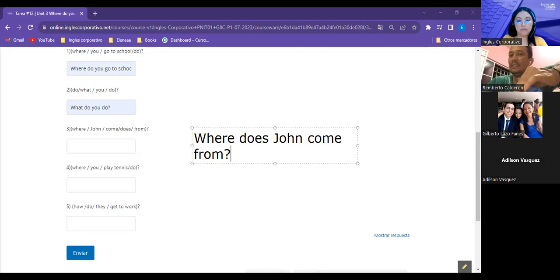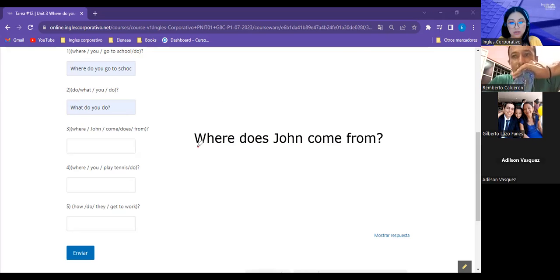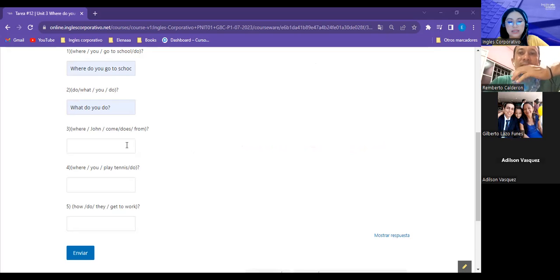No, recuerden que hay un orden específico para elaborar la pregunta. Tenemos a WH word seguido de auxiliary verb, do or does, subject, el nombre. Verb. Este es un complemento, from. Tenemos que seguir todo eso. That's all right. Where does John come from? ¿Qué estamos preguntando acá? ¿De dónde viene? ¿Y qué podríamos responder? Where does John come from?